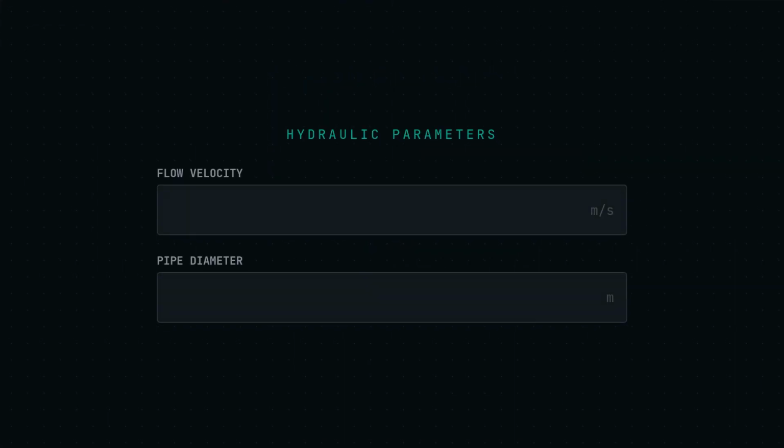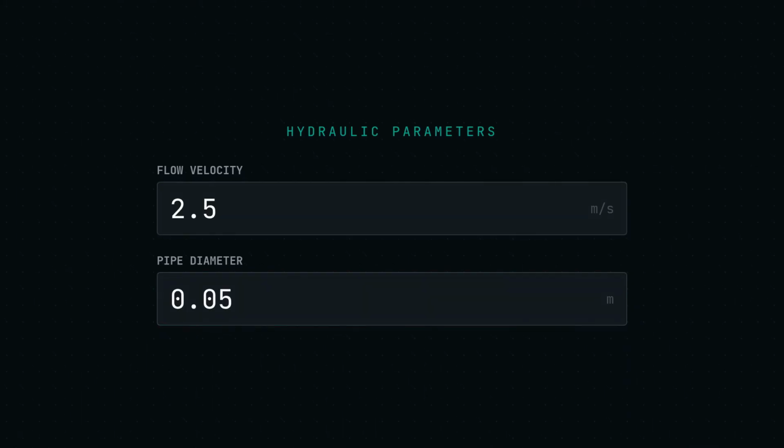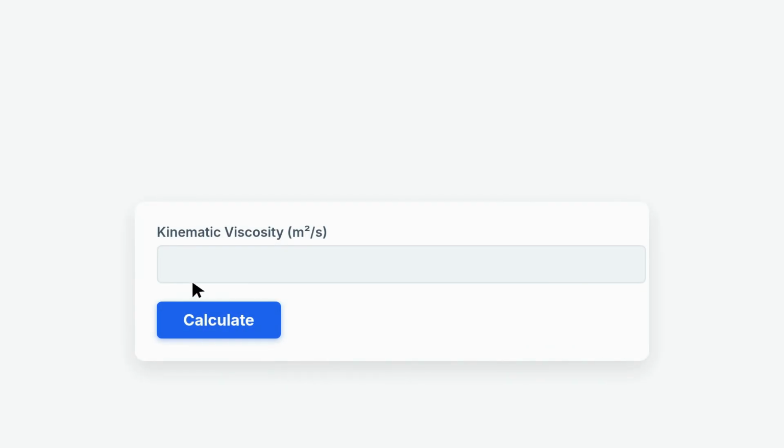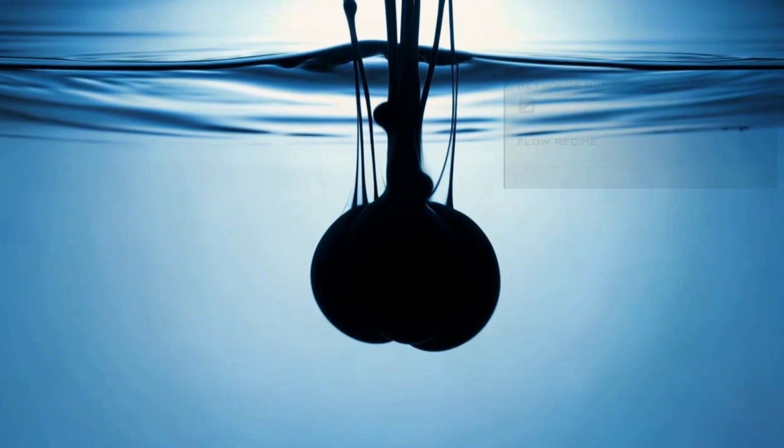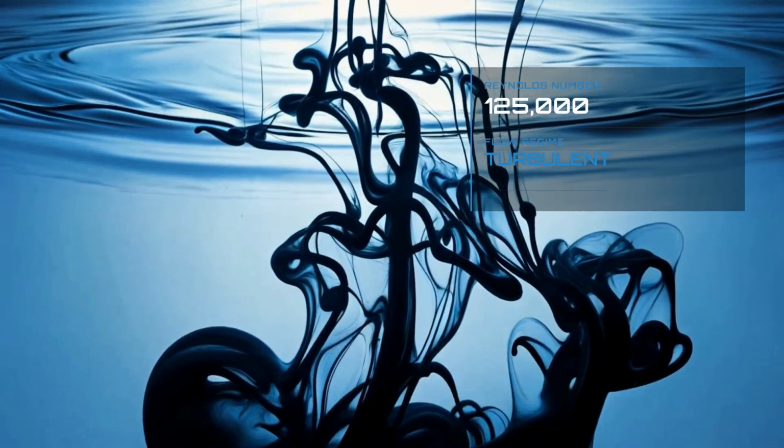I'll enter flow velocity of 2.5 meters per second, pipe diameter of 0.05 meters, and kinematic viscosity of 0.0001 meters squared per second. After clicking Calculate, the results appear. The results show Reynolds number equals 125,000 and flow regime equals turbulent.